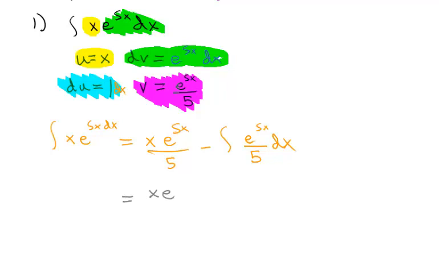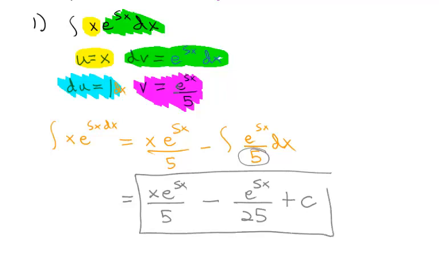We've got this term x e to the 5x over 5, that's already done, minus, we know the integral of e to the 5x is e to the 5x divided by 5. There's already a 5 down there, so 5 times 5 is 25. And then we always need a plus c. And we've got the integral of this stuff using our formula for integration by parts. The integral of u dv is equal to uv minus the integral of v du.